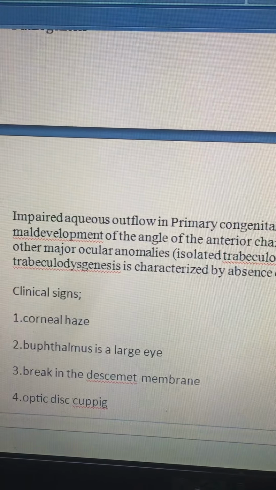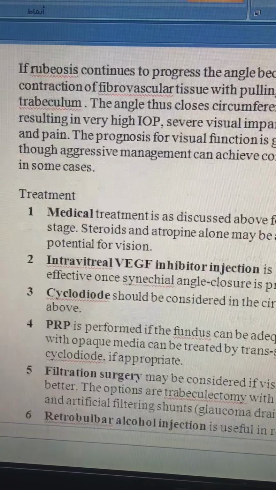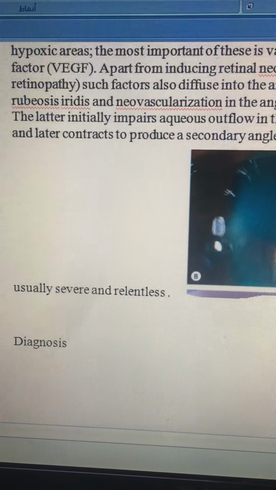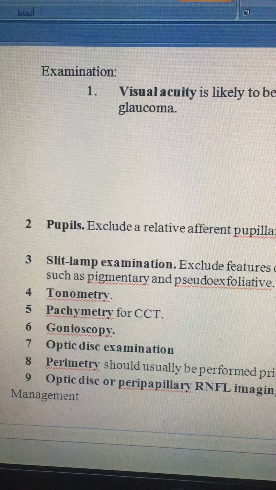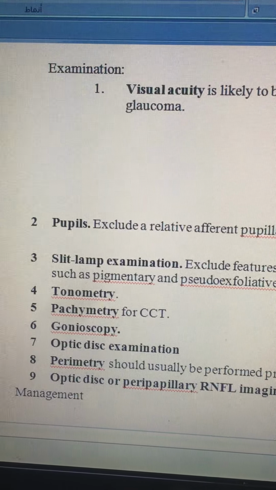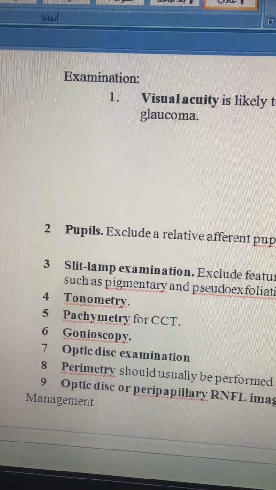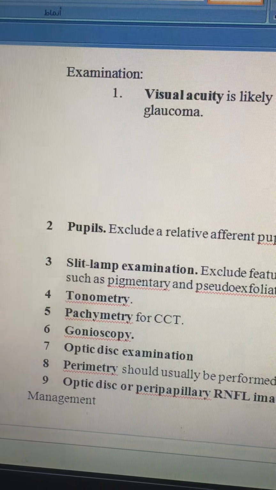Actually, there are some terms presented to you at the start of the lecture. CCT means central corneal thickness. In the examination of glaucoma, pachymetry means measurement of corneal thickness. Gonioscopy, as we mentioned, is examination of the angle structure.